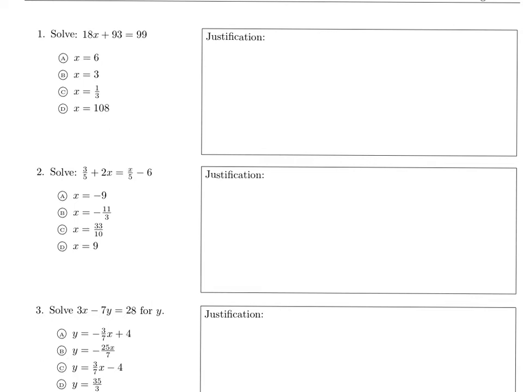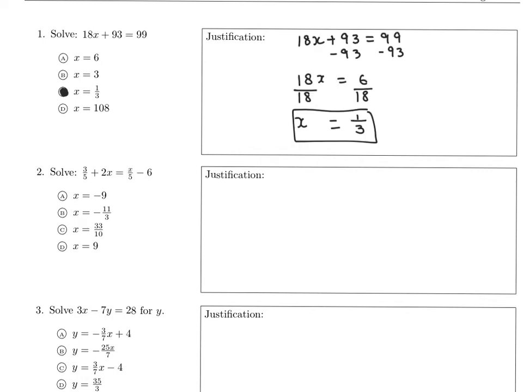You're going to solve number 1 for x. So you're going to just simply do the opposite operations. Subtract 93 on both sides. 18x equals 6 over 18. Divide by 18 on both sides. You reduce this fraction, that's going to be 1 over 3.